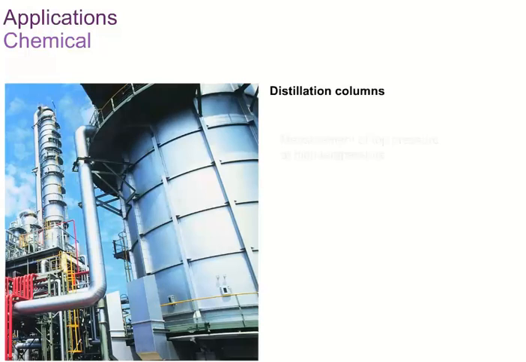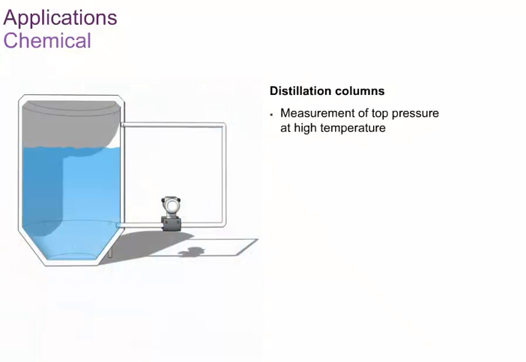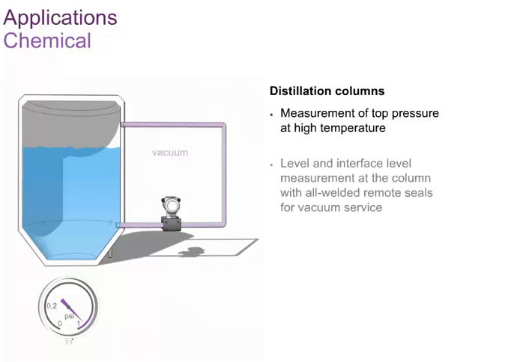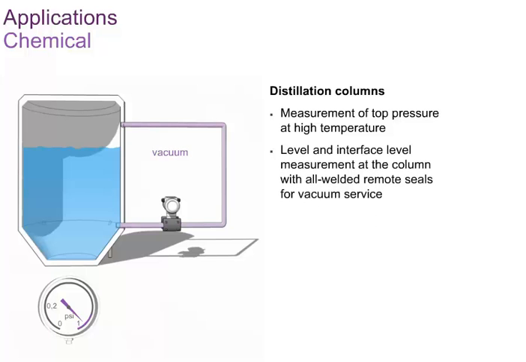At distillation columns, the top pressure must be measured. For this application, remote seals are used, often with a special filling liquid, to cope with the high temperature, which can be up to 375 degrees Celsius or 700 degrees Fahrenheit. Distillation columns are an additional part of a chemical plant, where interface level measurement is carried out with differential transmitters having all-welded remote seals for vacuum service.